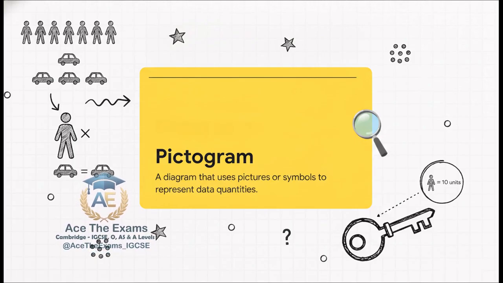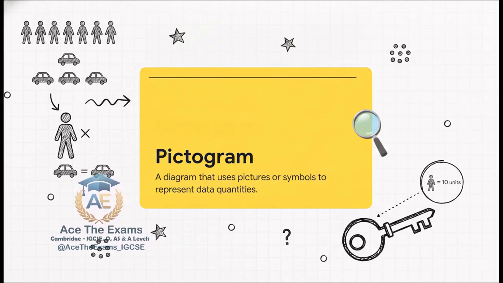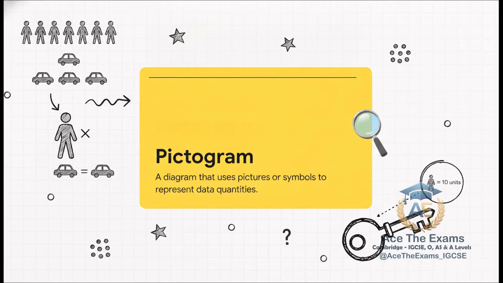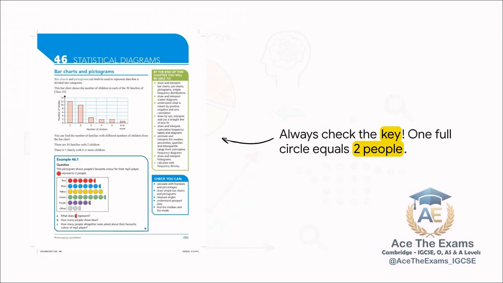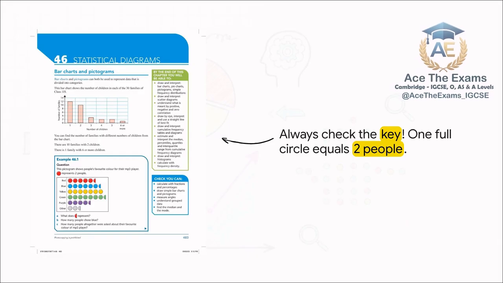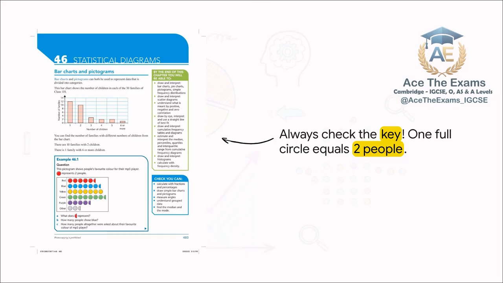A single symbol almost never just represents one single unit. You absolutely must check the key before you do anything else. Okay, let's dive into this exact survey of favorite MP3 player colors. Look closely at the key right there at the top. One full red circle represents exactly 2 people.